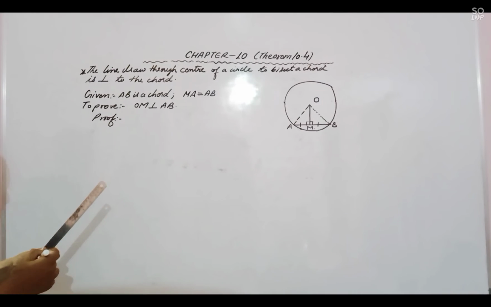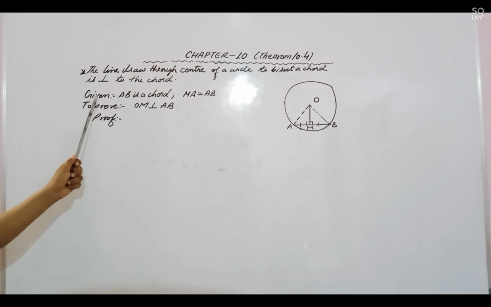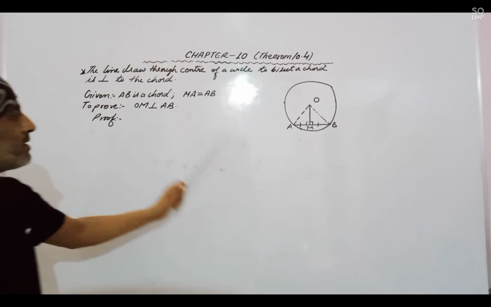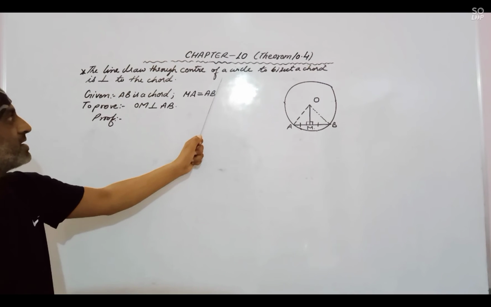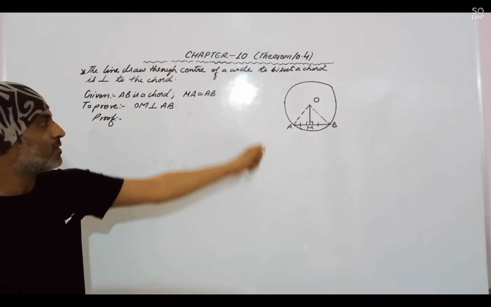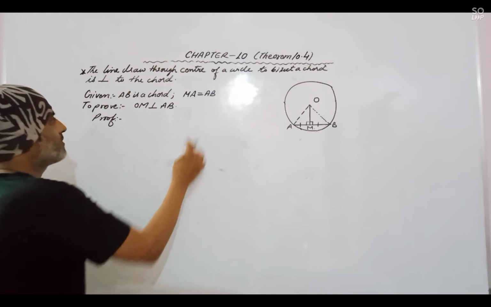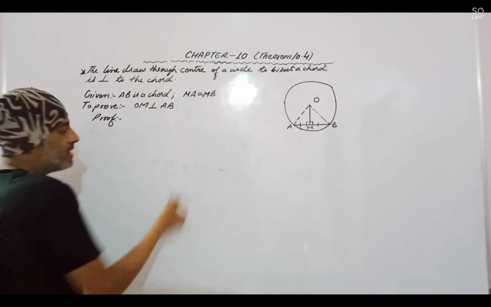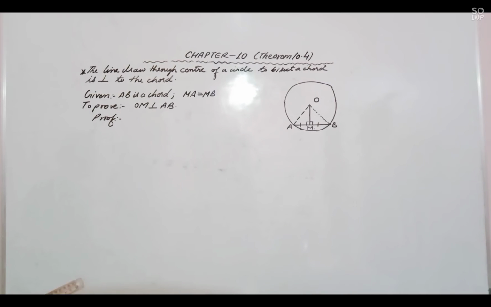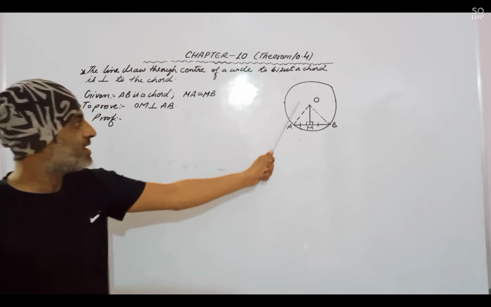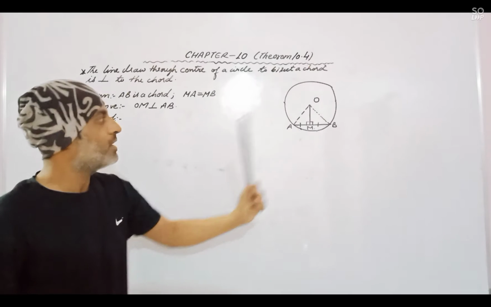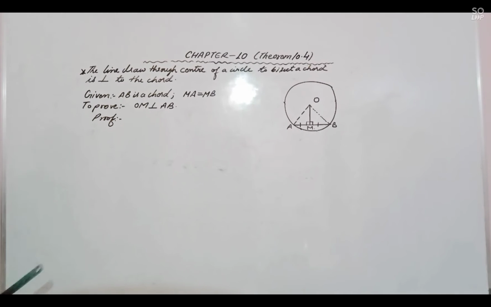So first of all we can see it's mentioned that what is given to us in the question? We are given a chord AB and also it is given, you see this mentioned here, to bisect the chord. It means the distance AM is equal to MB. AM is equal to MB. So this is given to us. And we have to prove that this line OM is perpendicular to the chord AB. So let's start the proof.